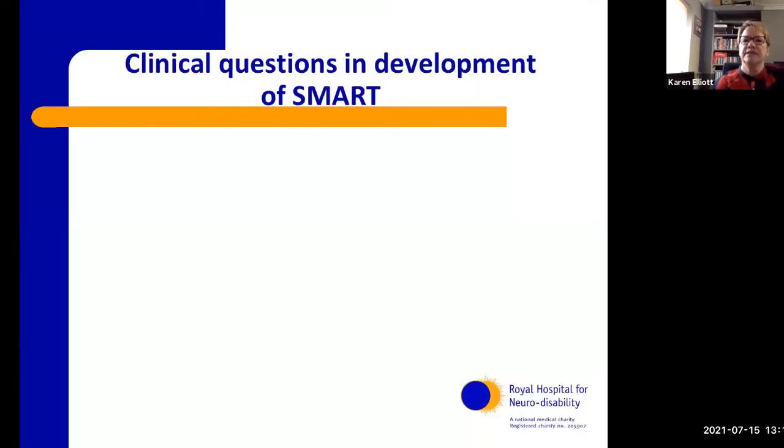So in the development of SMART, we had some clinical questions. The first one was, what impacts on patients' responses? What is it that affects them? Are there things that mask responses, so it's not enabling people to respond to their best ability? Are there things that are stopping responses? And Helen's going to talk about those. That's in a part of the assessment called the Spec, and she'll be explaining that in a minute. So that was our first question.